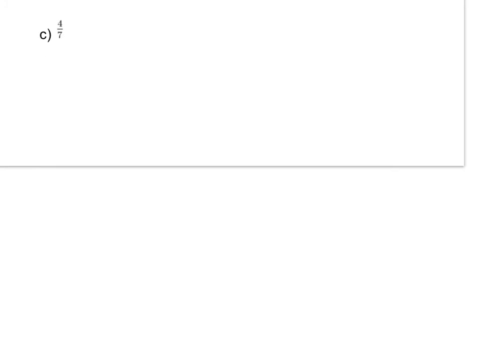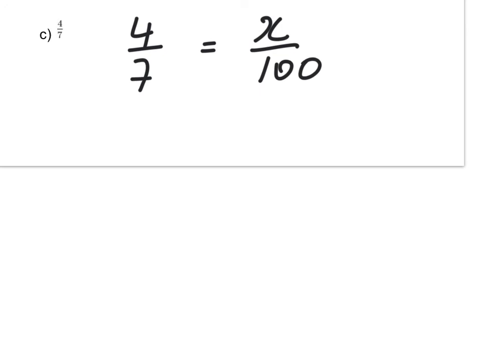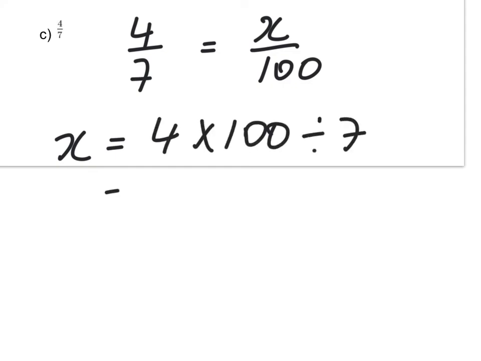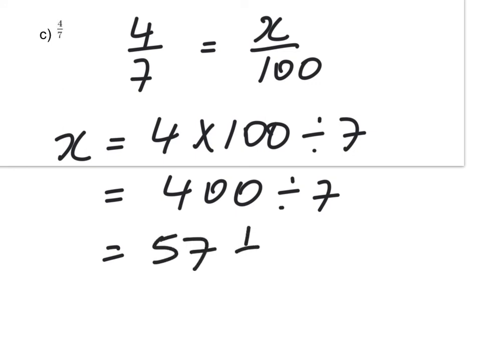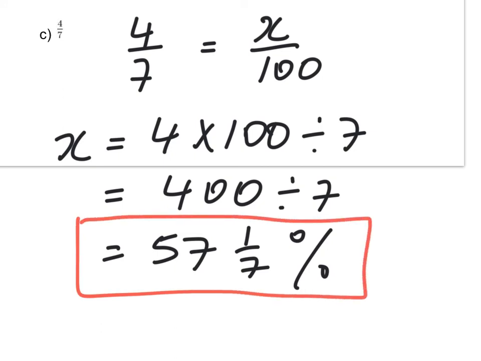And the last one we'll do, 4/7. Same thing, just for the sake of practice, I'll show you 4/7 is equal to something over 100. Alright? So, same again. X equals 4 times 100 divided by 7, which is 400 divided by 7. 7 goes into 40 5 times, with 5 left over, so 57 and 1/7%. And that's your answer. Okay? That's how they work. It's pretty straightforward, I think.